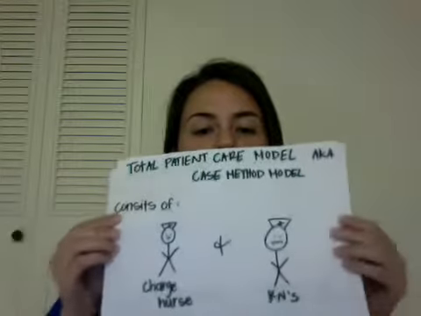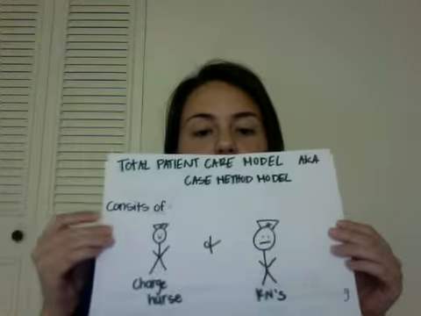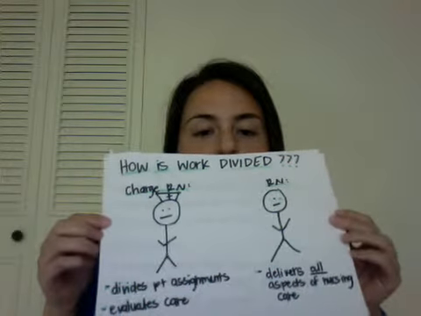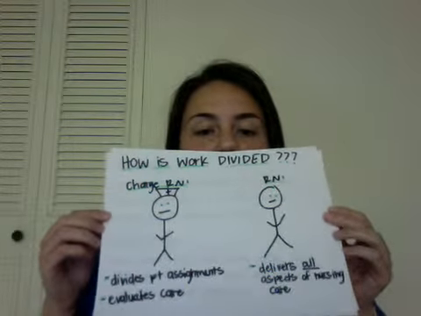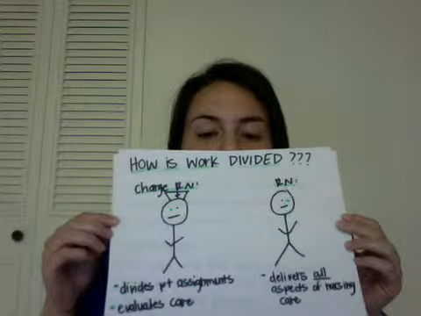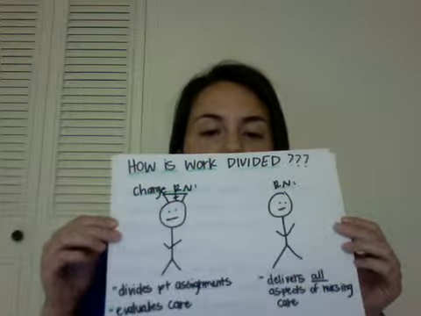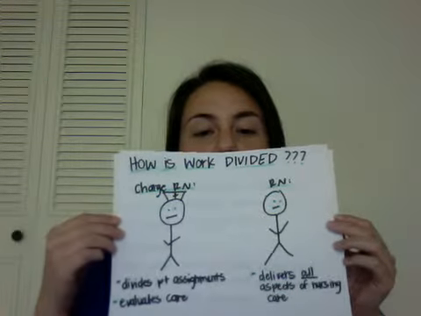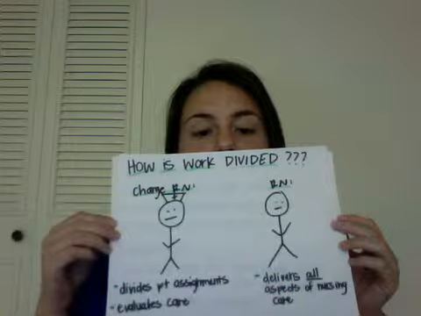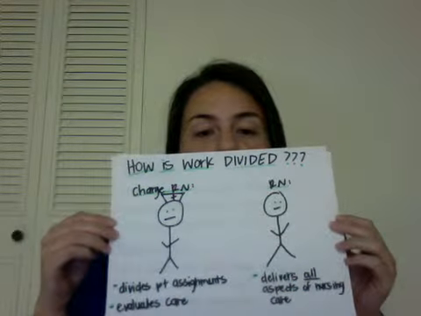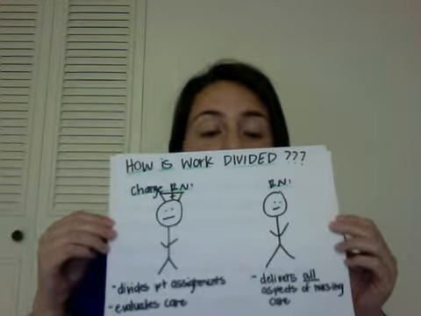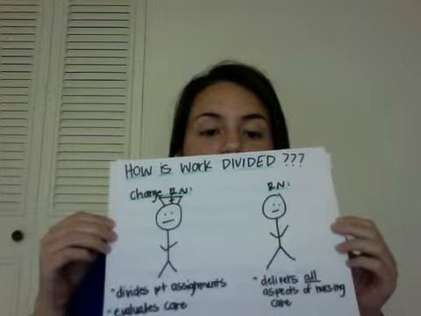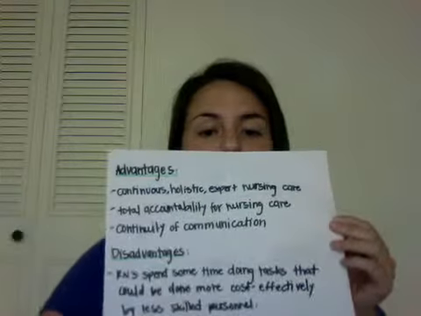The third model we're going to be talking about is a total patient care model, which is also known as case method model, and this consists of a charge nurse and registered nurses. This work is divided. The charge nurse divides patient assignments and evaluates overall care, and the registered nurse delivers all aspects of nursing care. You see this mostly in critical patient care units as well as post-anesthesia care units, where the nurse has much higher acuity patients, therefore they deliver all the care to the patient to make sure that there's holistic care for this patient and communication between healthcare providers and patient families.